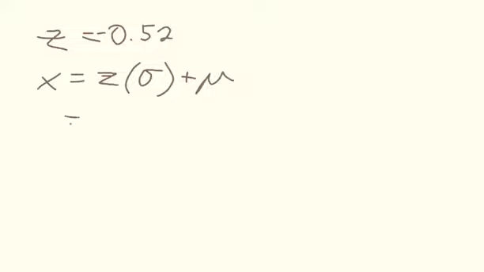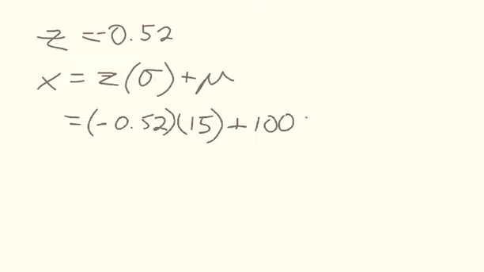So in this case, our z-score was negative 0.52, our standard deviation is 15, and our mean is 100. Plugging all this into the calculator gives 92.2. That is, 30% of IQ scores fall below 92.2.